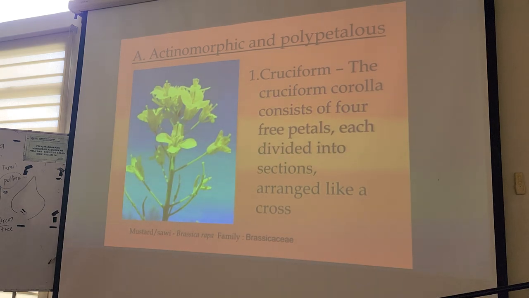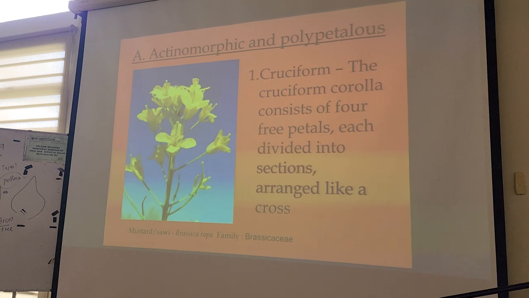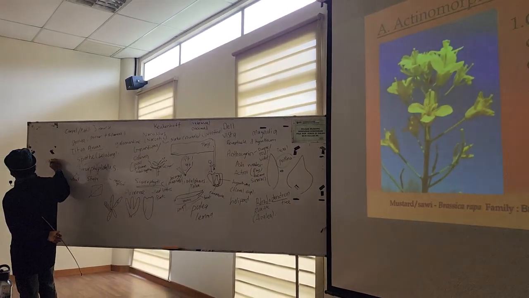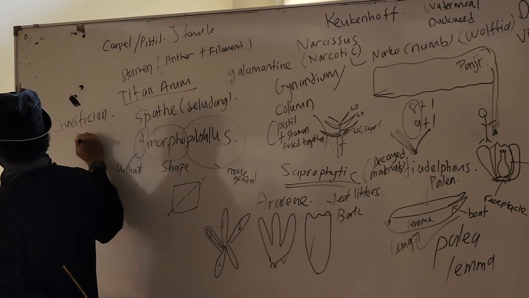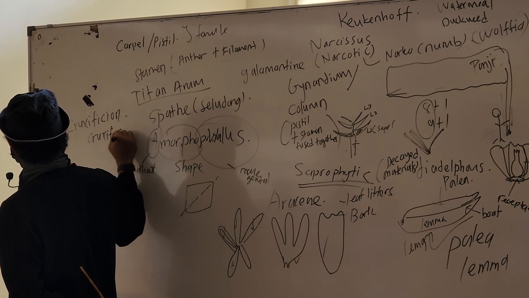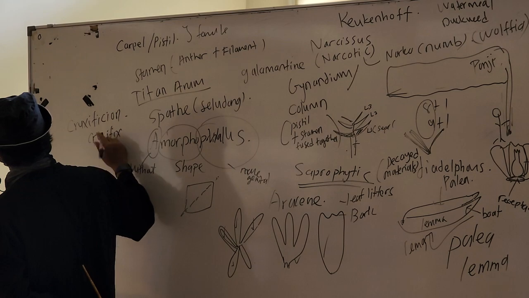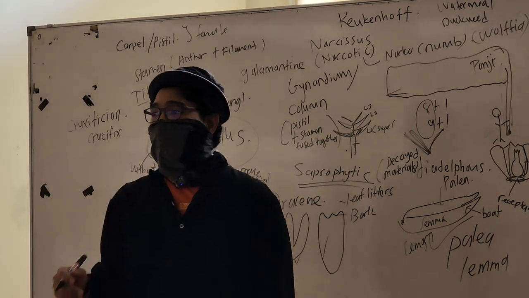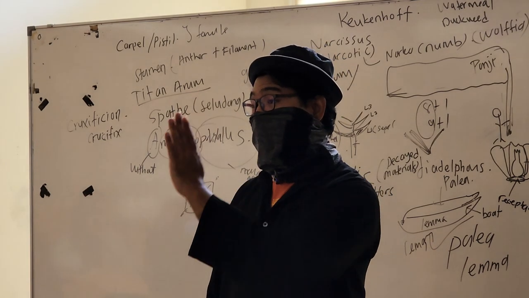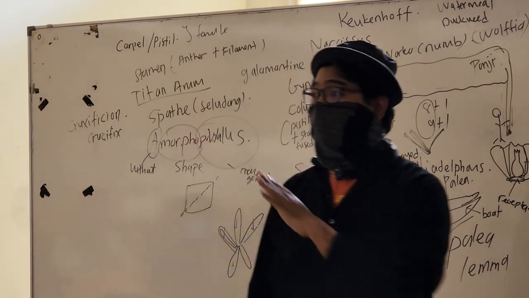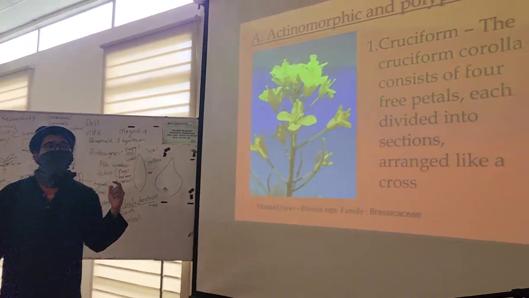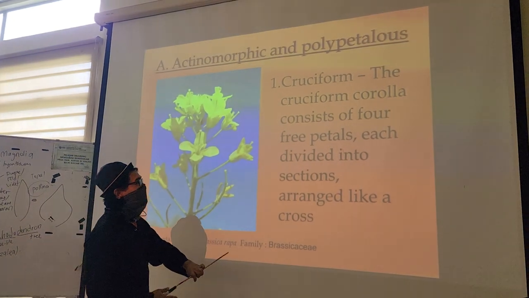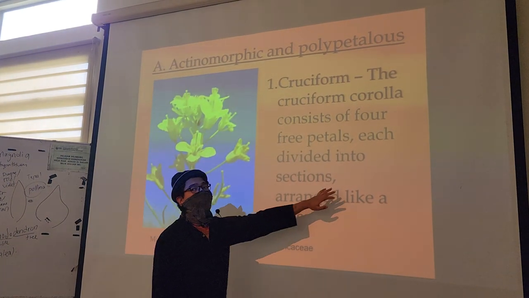It's called cruciform. Cruciform is from crucifixion. You know crucifixion? Crucifix, you know crucifix? Salib. Jesus tu. The name in English we call it cruciform. Kan bentuk salib tu. Tiba-tiba agama benda belajar je. Divided into sections arranged like a cross.